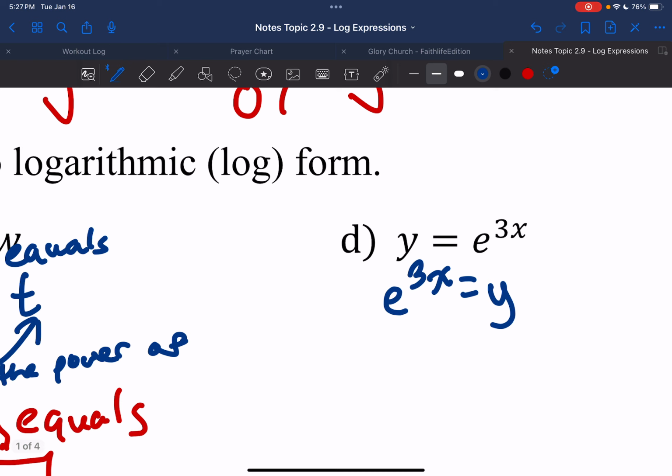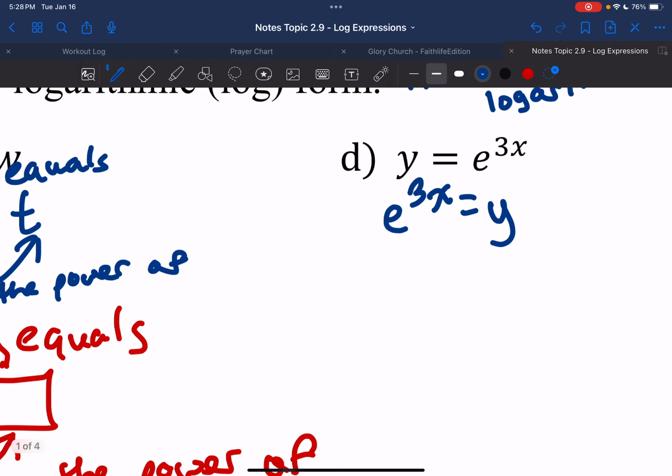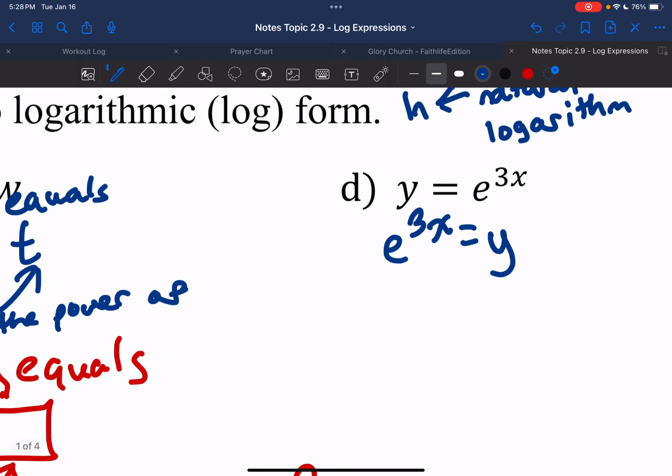So you'll see, this is one that you'll see a lot. ln stands for the natural logarithm. Natural logarithm, okay? And what this has you do on the natural logarithm is it's just another way to undo the e. It's the opposite of the e.